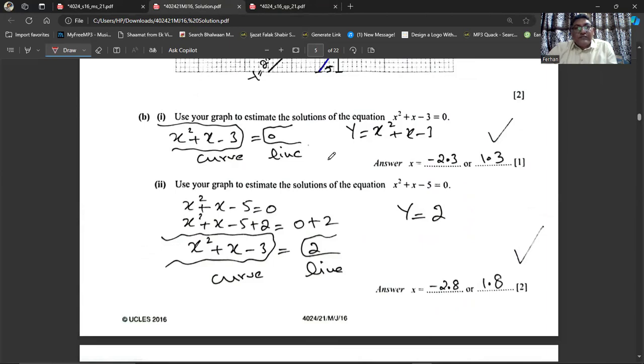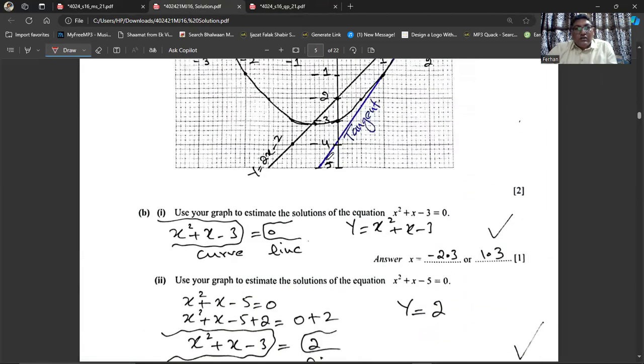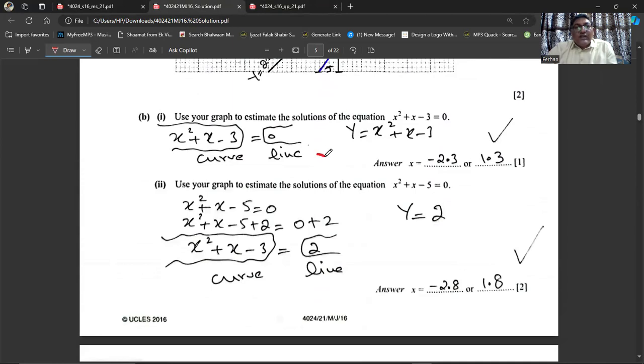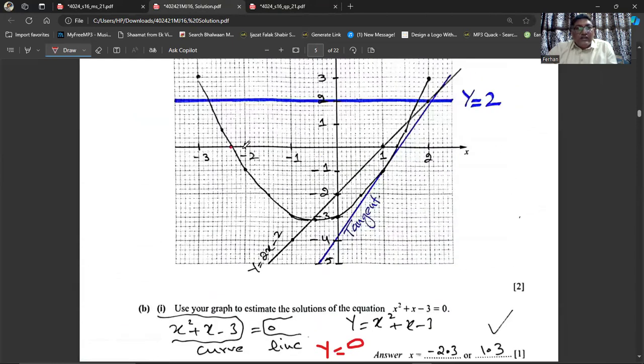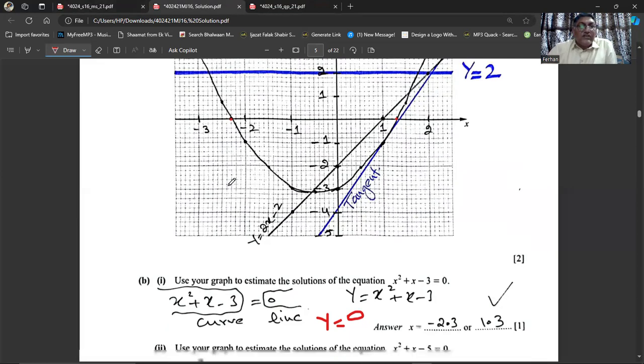So what I will do, where here we have y equals 0, see this point and this point. I will check what is the x value when the graph intersects the y equals 0 line. So the values there are -2.3 and 1.3. So these are my values. You can see I have noted them.